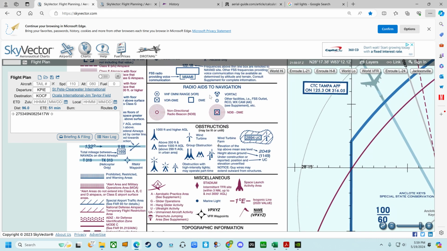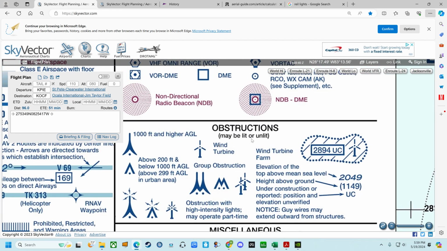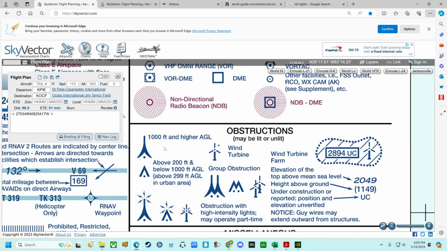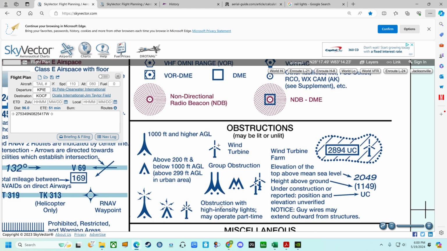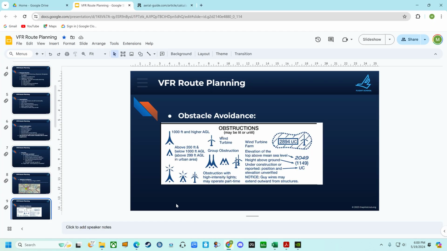So if we scroll down to the obstructions symbols, we can take a look at what all of these different symbols mean for obstructions. There's one for a wind turbine. There's one symbol for a group of obstructions. And then these obstructions themselves actually, based on height, look different. So one that's 1,000 and higher AGL is going to be this longer symbol, whereas ones that are between 200 and 1,000 are the shorter symbol. And then if the obstruction has any high intensity lighting, it's lit, it's going to have these lightning bolt symbols radiating from it. So there's a lot of information that you can gather from there as well.